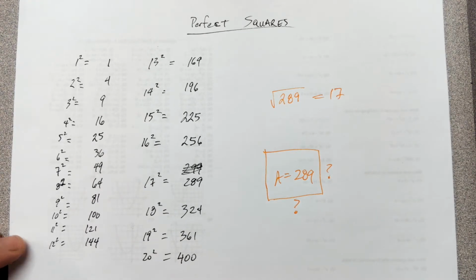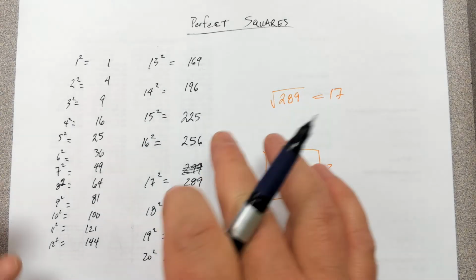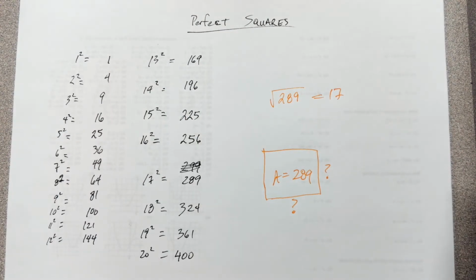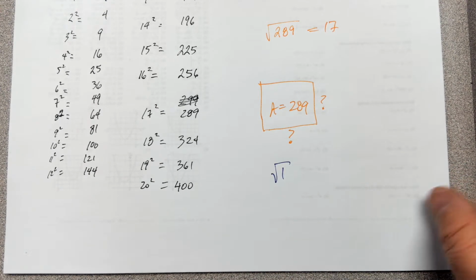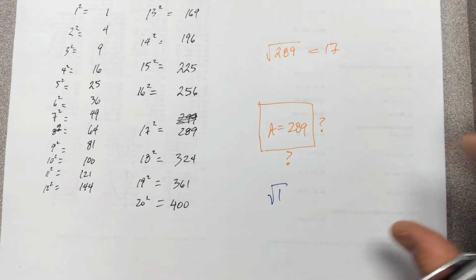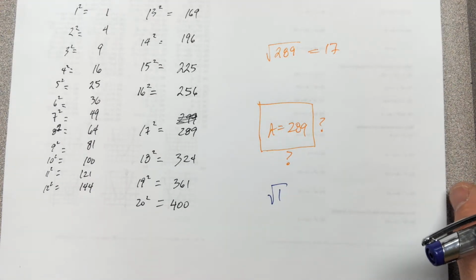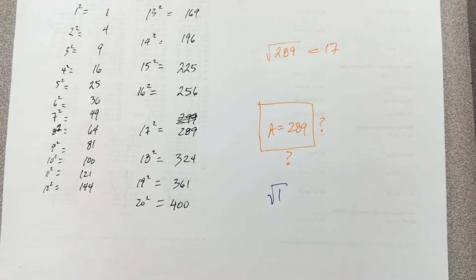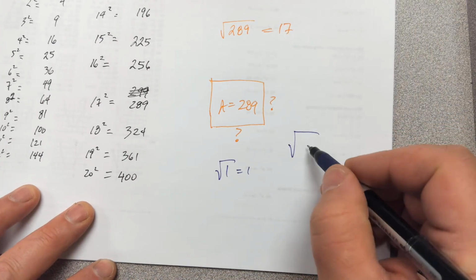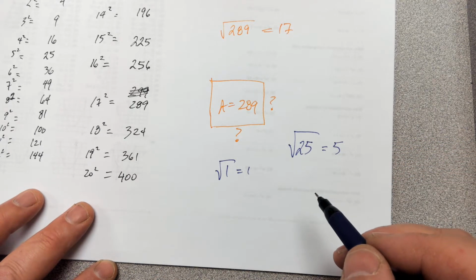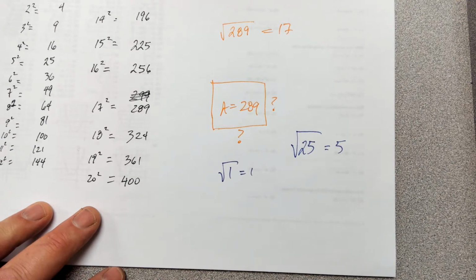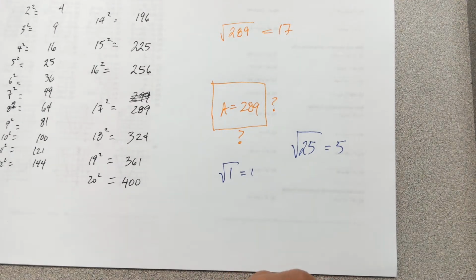Evelyn, are you confident that if I gave you one of these numbers in a square root, you could answer it? Could you figure out what that equaled? One. Because 1 times 1 is equal to 1. Yeah. Okay.